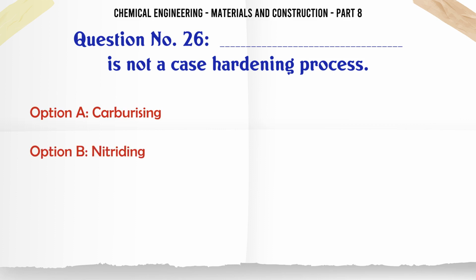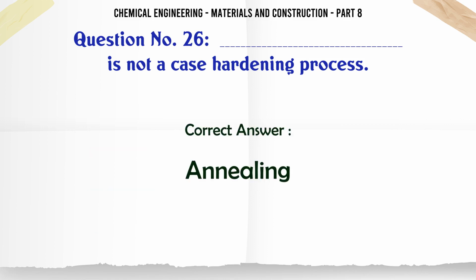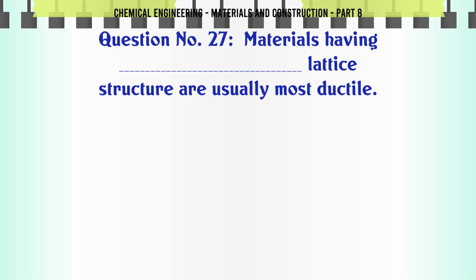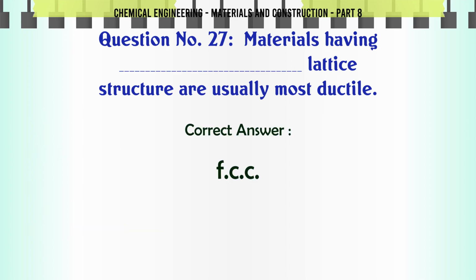A. Carburizing, B. Nitriding, C. Cyaniding, D. Annealing. The correct answer is annealing. Materials having lattice structure are usually most ductile. A. FCC, B. BCC, C. HCP, D. Cubic. The correct answer is FCC.